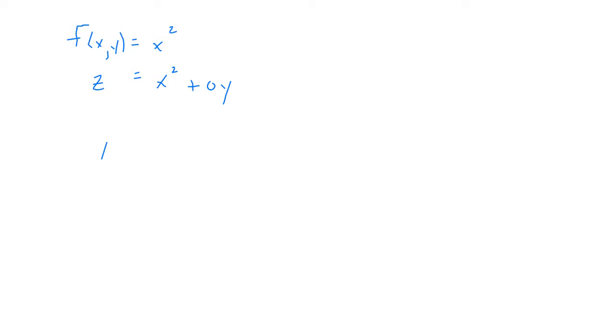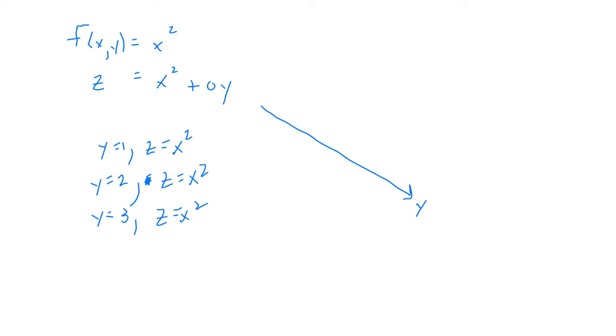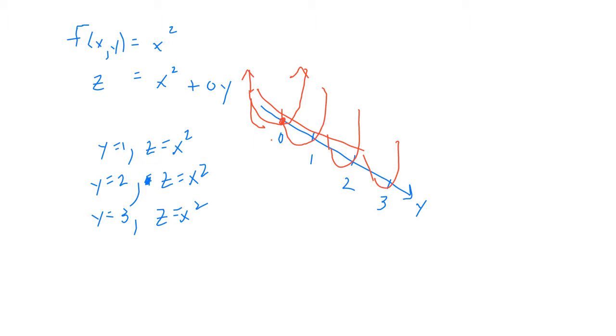So when y equals 1, z equals x squared. When y equals 2, z equals x squared. When y equals 3, z equals x squared. If you have a y-axis here, and you have 1, 2, and 3, here's 0. Well, z equals x squared is a parabola, if you think of the xz plane, that's what the parabola looks like. But z equals x squared for all y values. And so if you connect those parabolas together, you get a parabolic cylinder.